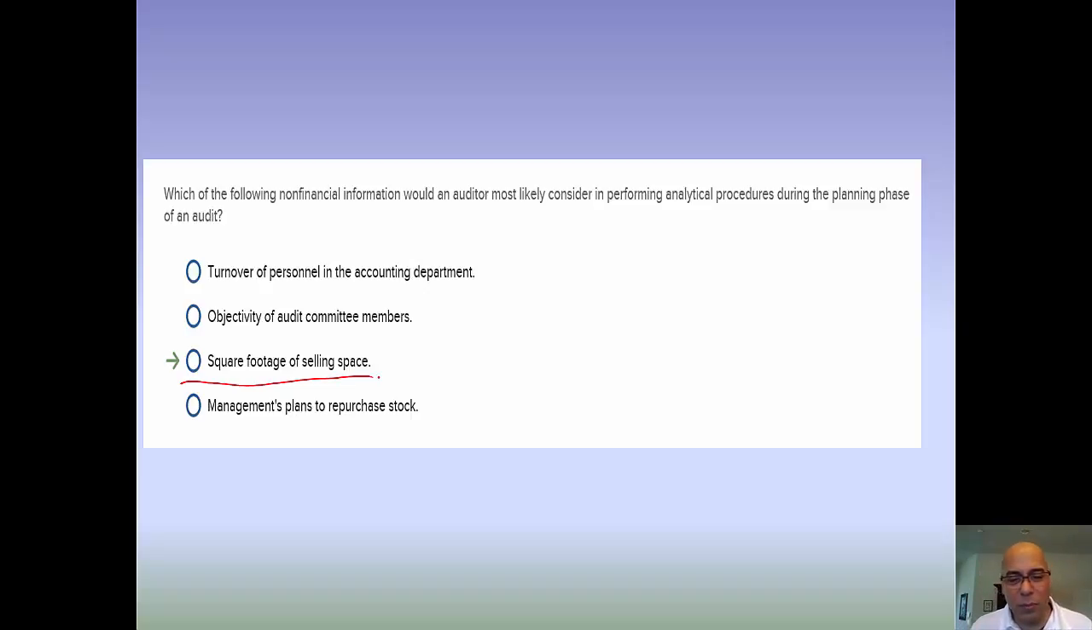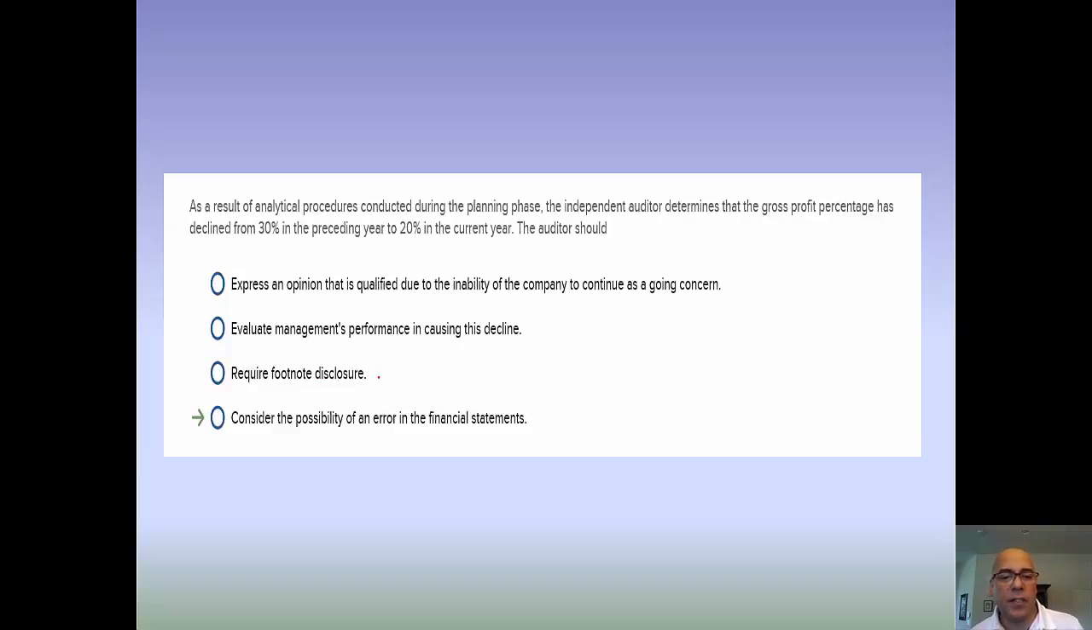Management's plans, I don't know how you'd quantify plans. So these don't set them up for analytic. The solid example here is the square footage of selling space. We know what the selling space is, and we can set up a reasonableness check against the sales versus the square footage of selling space for the water bill that we used. And that's non-financial data.